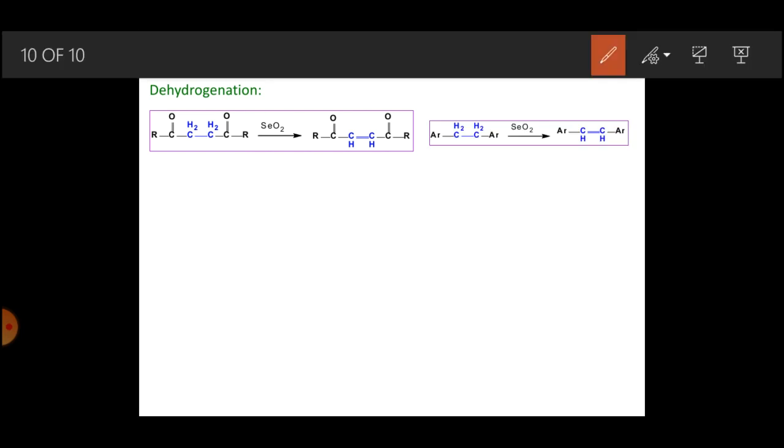So this compound has alpha methylene hydrogen and beta hydrogen also present in this molecule, and hence it gives the dehydrogenated product, that is converting this into the olefin or the corresponding alkene. Similarly, in this also alpha hydrogen and beta hydrogen is there, and it is getting converted to the corresponding alkene. So selenium dioxide can also give the dehydrogenated product.